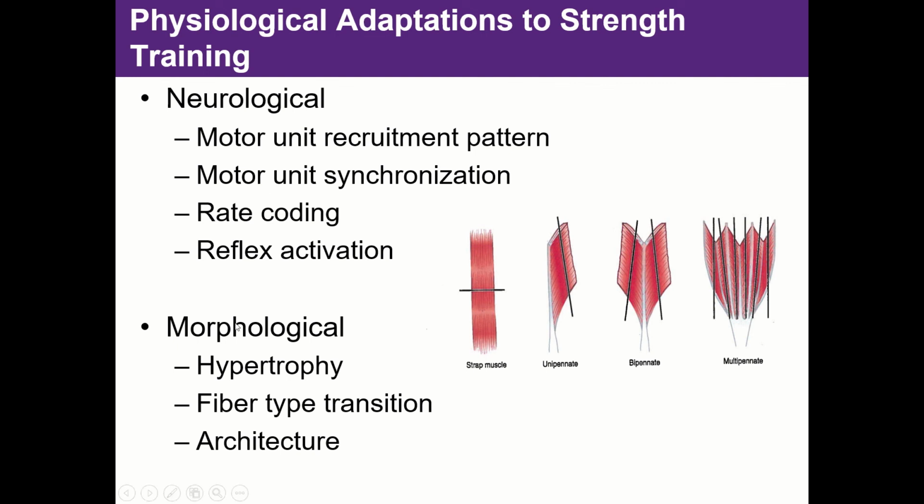Morphological adaptations are changes to the muscle itself. So you'll get muscular hypertrophy, as mentioned. Inside of the muscle cell, you get more actin, more myosin. The muscle cell gets larger, can generate more force, more tension. The fiber types can move around some.